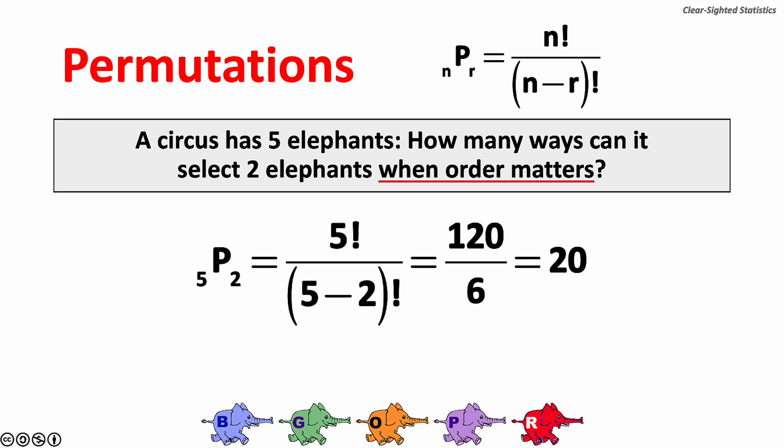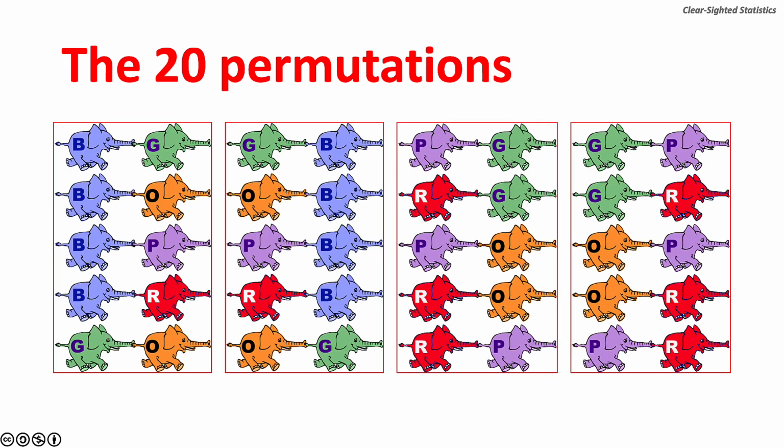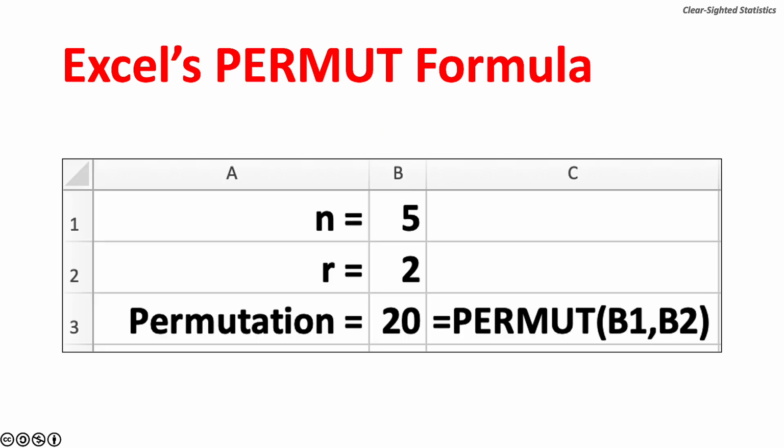The permutation of 2 things selected from 5 things equals 5 factorial over 5 minus 2 factorial. 5 factorial equals 120. 5 minus 2 factorial equals 6. 120 over 6 equals 20. There are 20 ways to select 2 things from 5 things when order matters. Here are the 20 permutations of 2 elephants selected from 5 elephants.